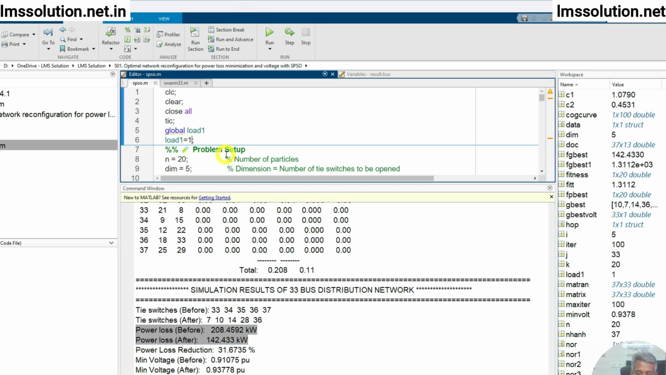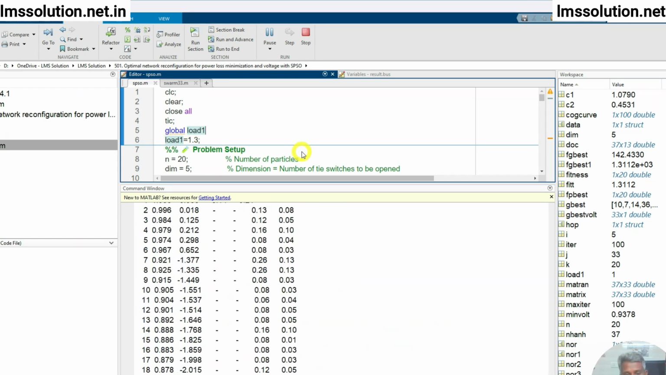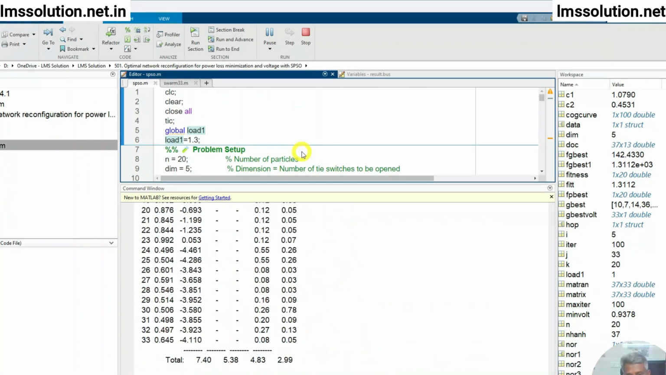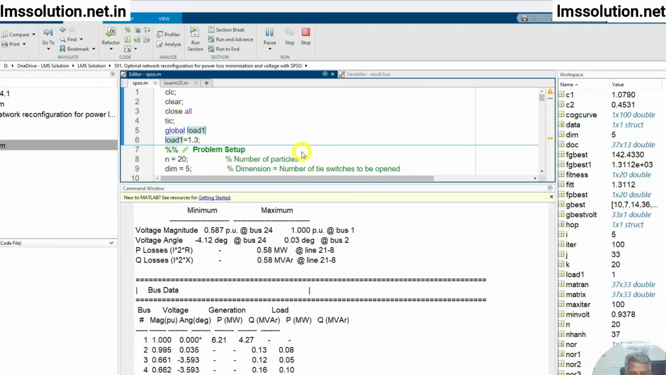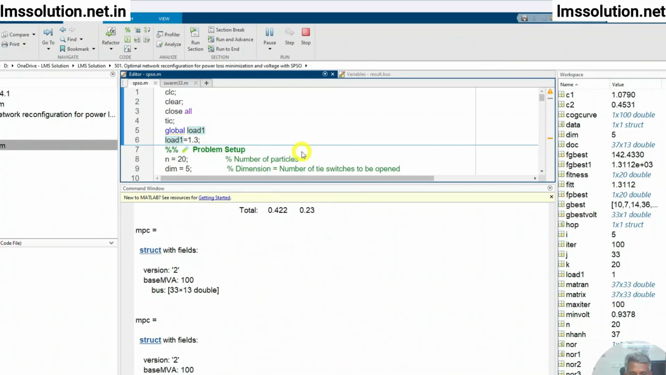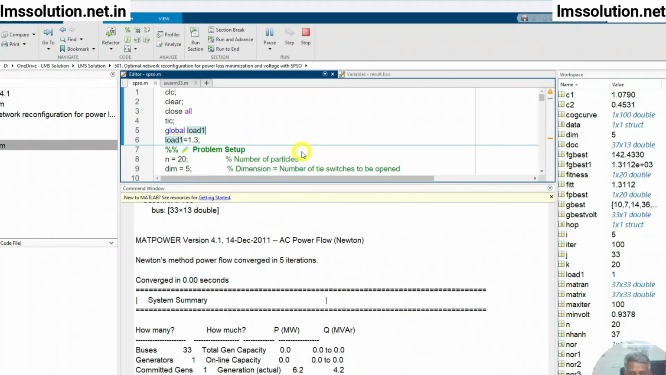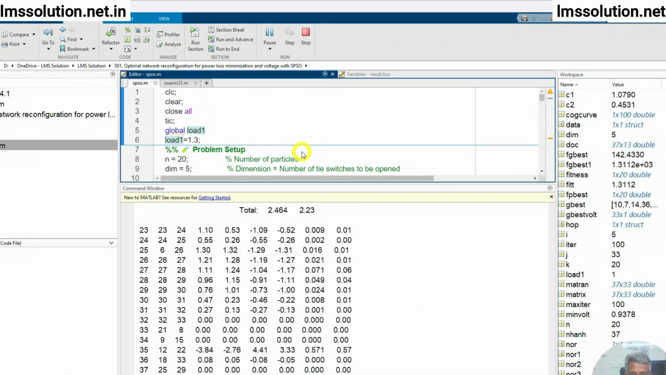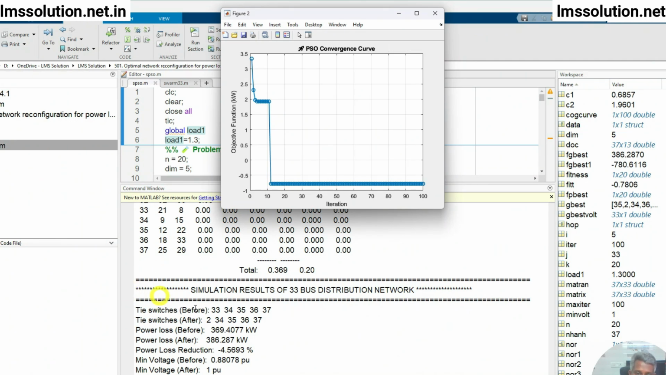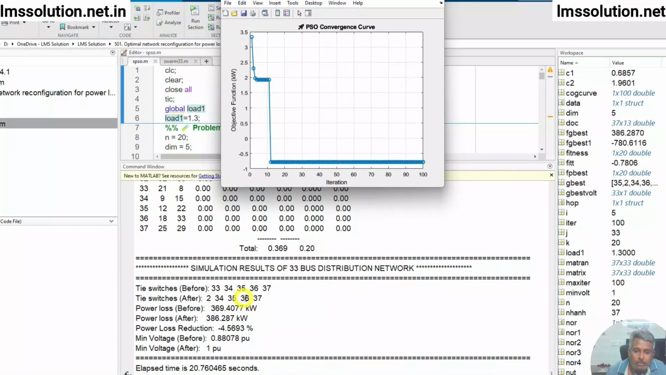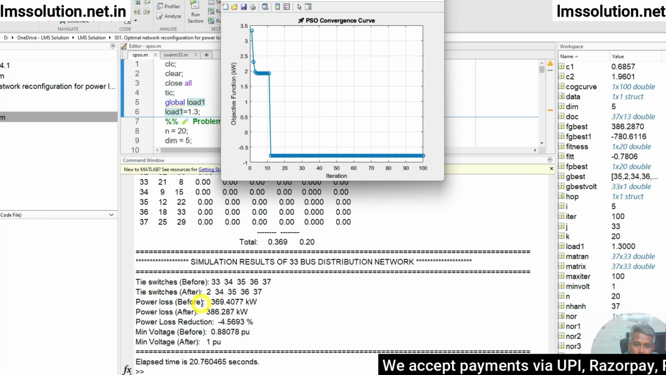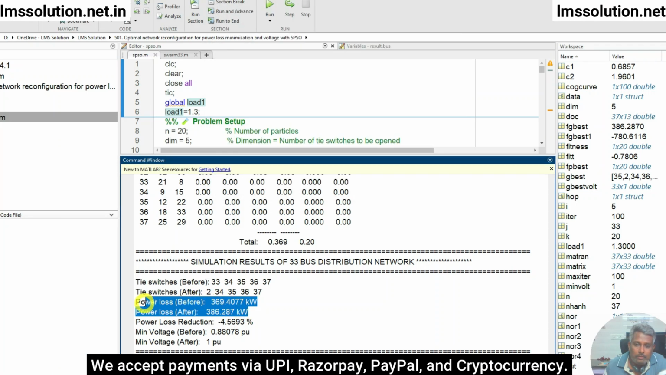Next, move on to the heavy load. You just type 1.3 and then you can run this simulation. It is going to optimize the parameters, so finally we will get the optimal result. Wait for some time. It will take some time for execution, because it is solving the problem. Here you see the final configuration, that means which switches are going to be opened: 2, 34, 35, 36, 37. So here we are getting this kind of result.